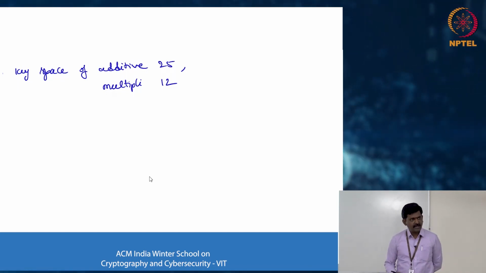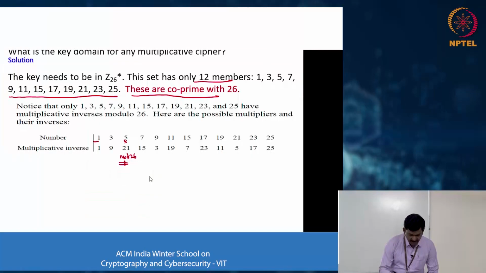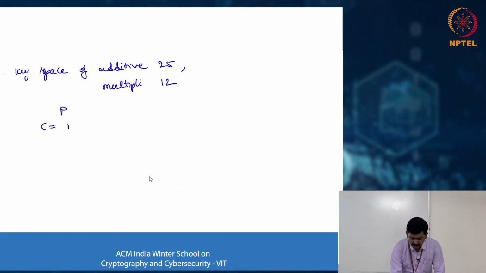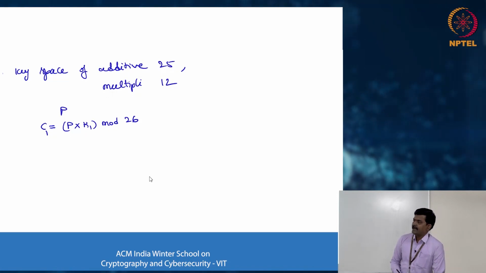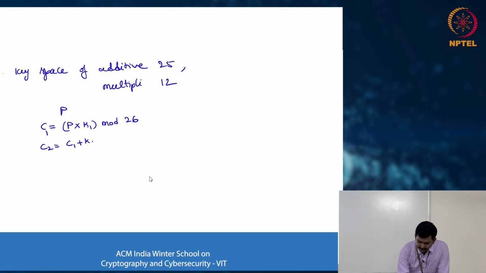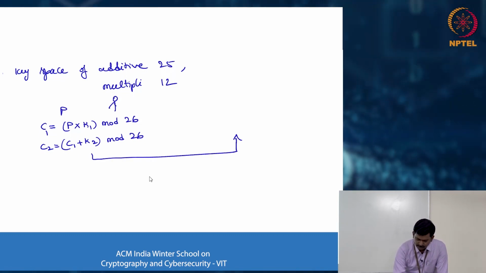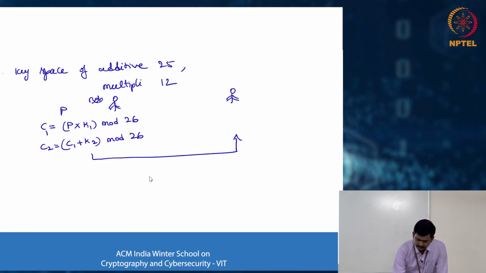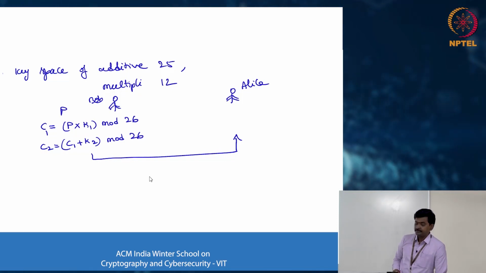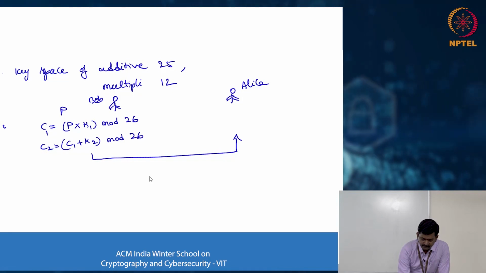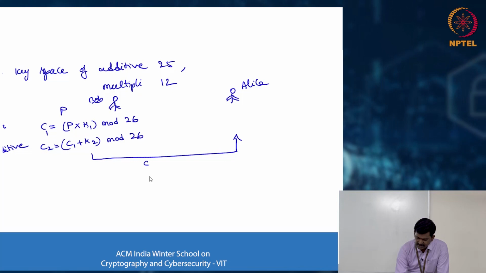Why only additive or multiplicative? I will do both. So what I do is, I take my plain text. C is equal to, that is called affine cipher. So C1 is equal to P into K1 mod 26, and then C2 is equal to C1 plus K2 mod 26. Bob is sending it to Alice. What did Bob do? He took the plain text and encrypted it, first with the multiplicative cipher, then the additive cipher, and whatever that C2 is gets sent.